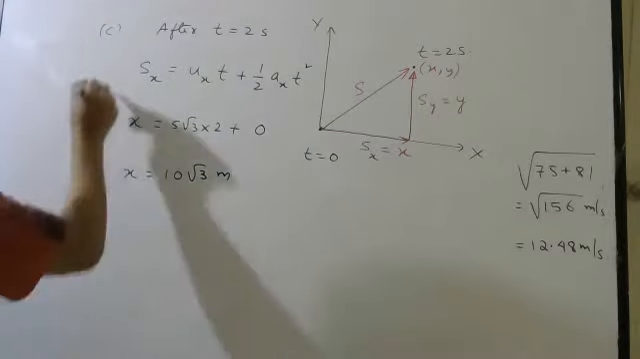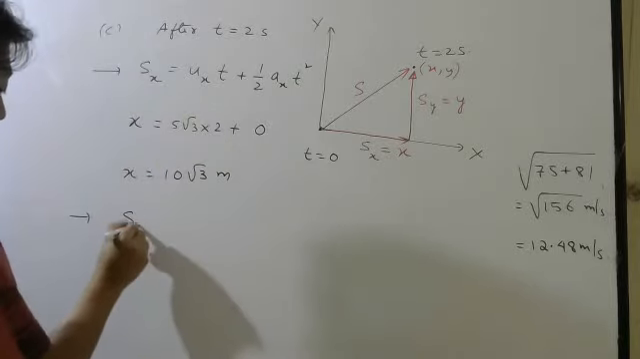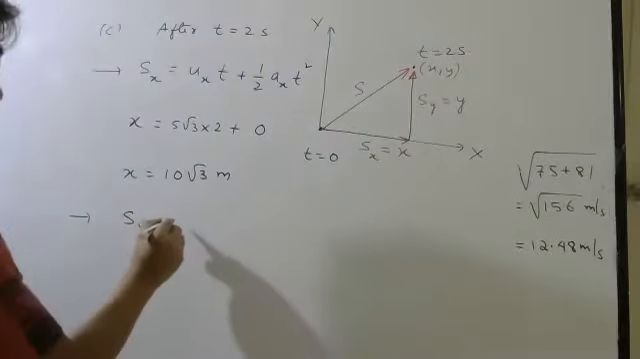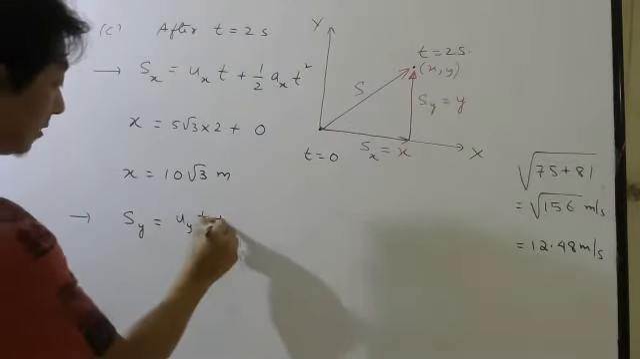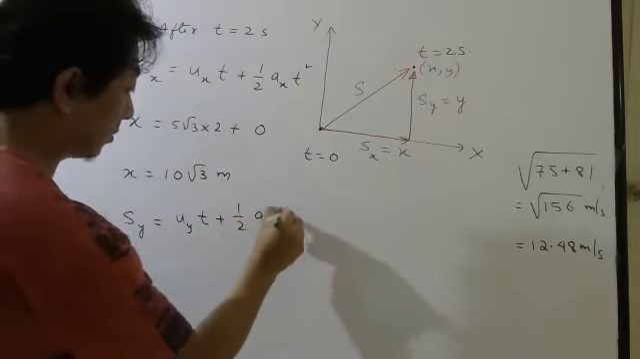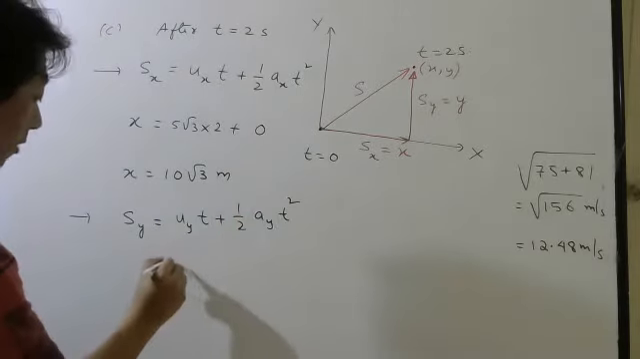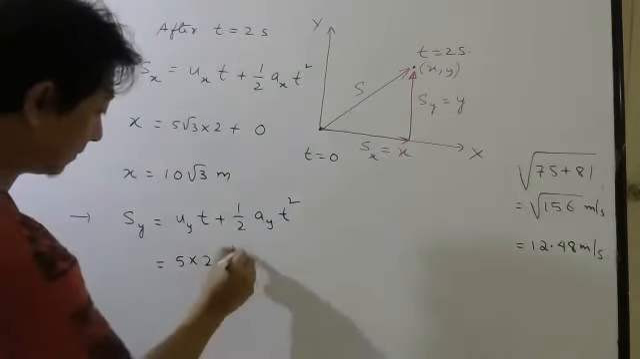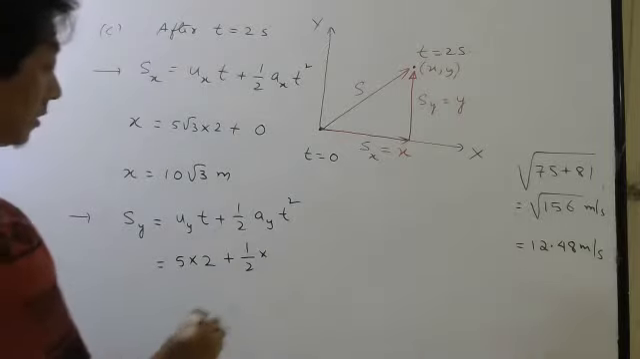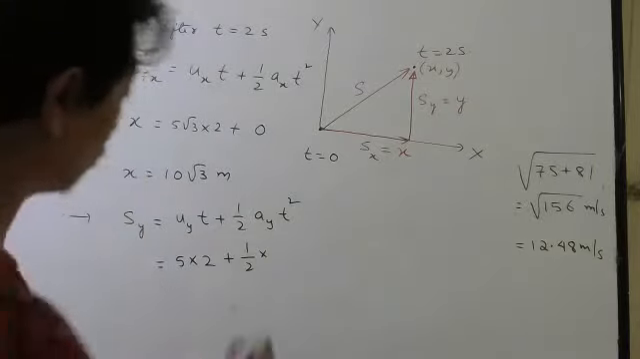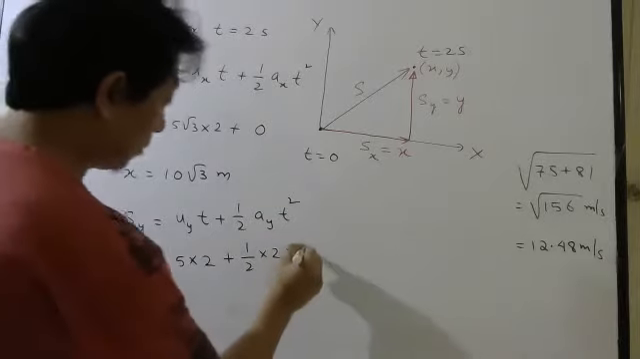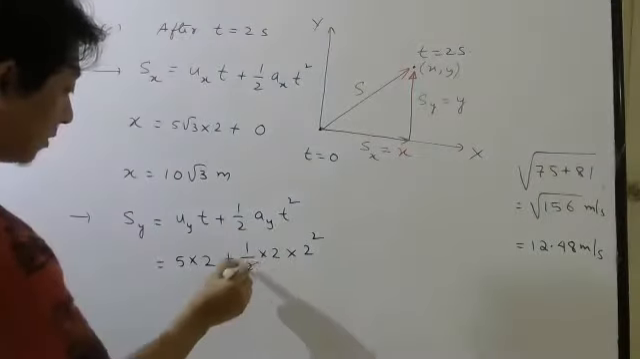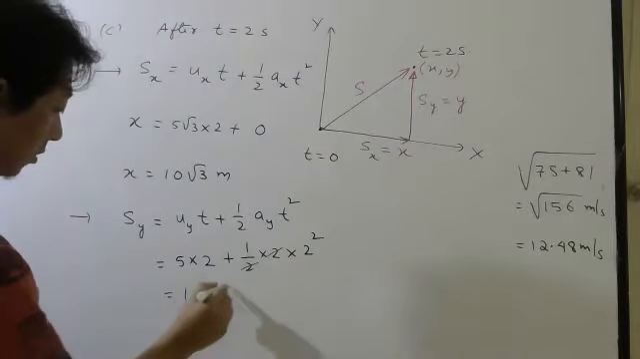What about the y coordinate? Let us find the displacement along the y-axis. It will be uyt plus half ay t squared. uy was 5, check once. Time taken is 2 seconds. The acceleration was 2. So this 2 will cancel. 10 plus 4, 14.